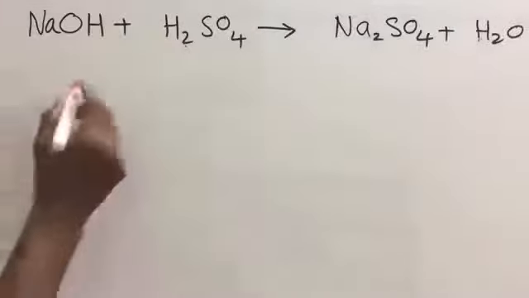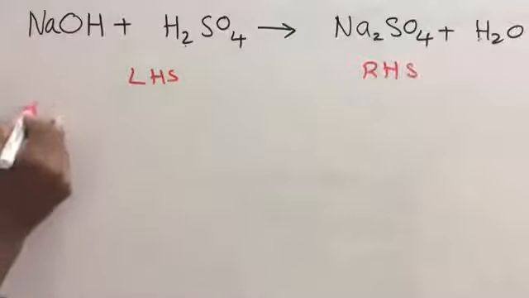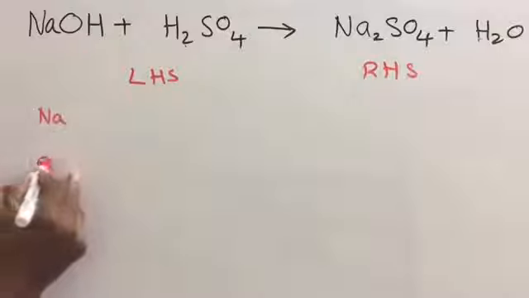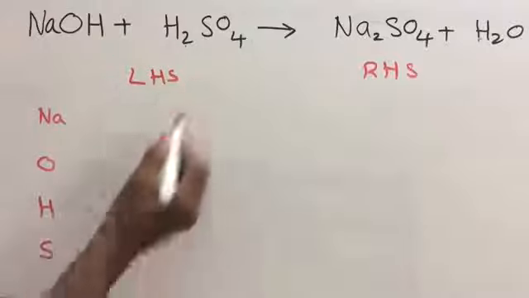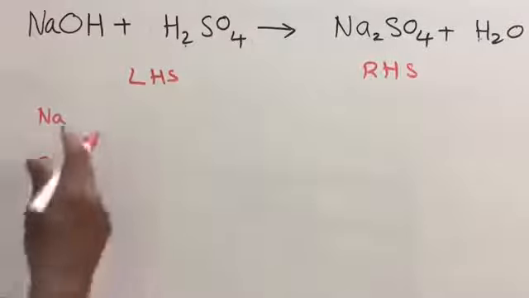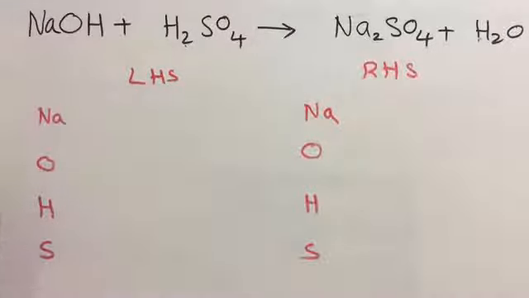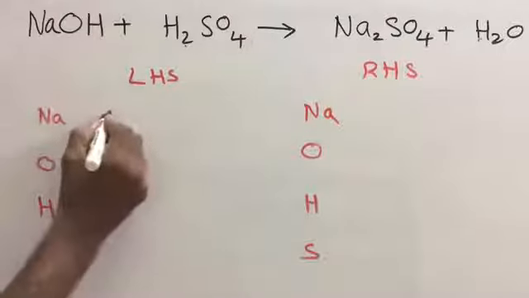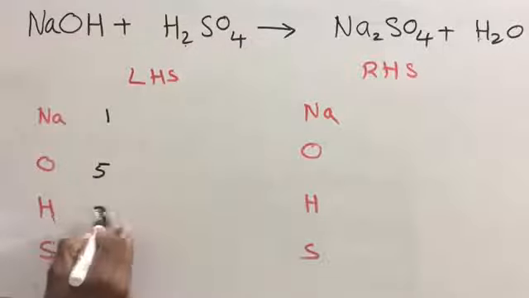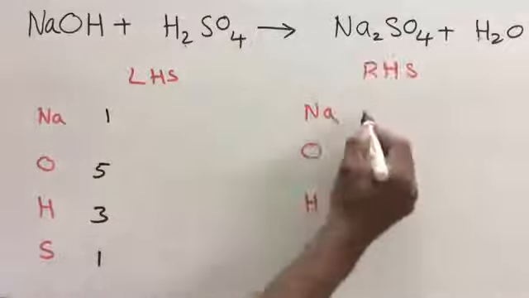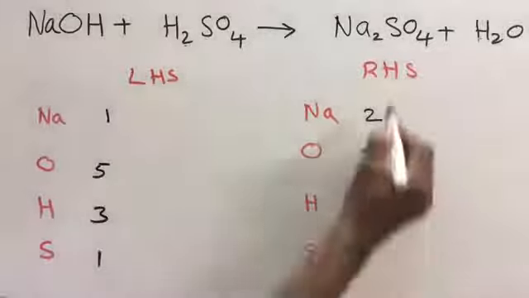Balance one more equation. Write LHS, RHS. On LHS you have sodium and then you have oxygen, you have hydrogen. Hydrogen already we have written here. Now sulfur, oxygen already we have written here. The same elements are present on the right hand side: Na, O, H and S. Now the number of atoms of sodium, 1 we have, oxygen 1 here and 4 here, 5, hydrogen 1 here and 2 here, 3, sulfur 1. On RHS sodium we have only 2, oxygen 4 here and 1 here, 5, hydrogen we have 2, sulfur we have 1.